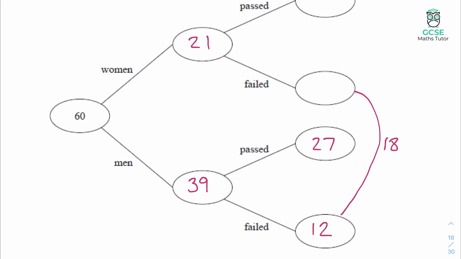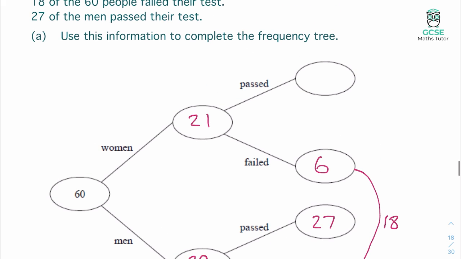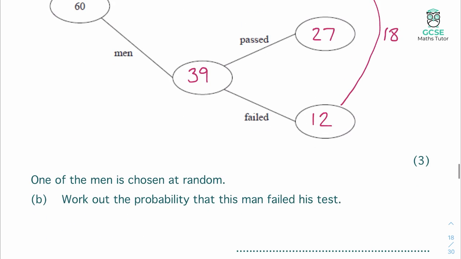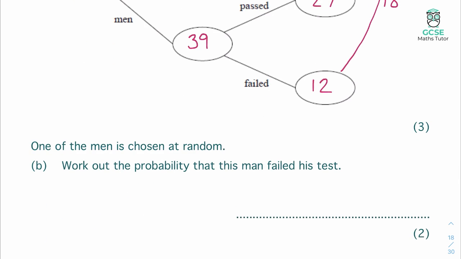Now, if 12 men failed their test, we know that 18 people failed. That would make this one 6. And now we can work backwards because there's 21 women in total, so that must be 15 that passed. So there's our frequency tree completed. It says one of the men is chosen at random. Work out the probability that the man failed his test.